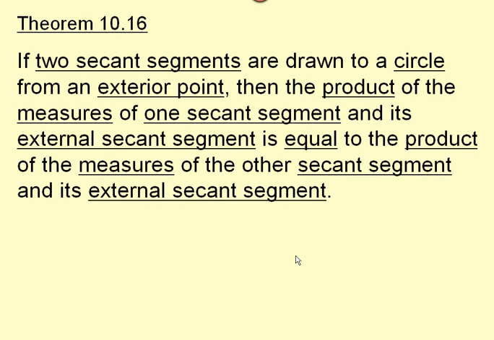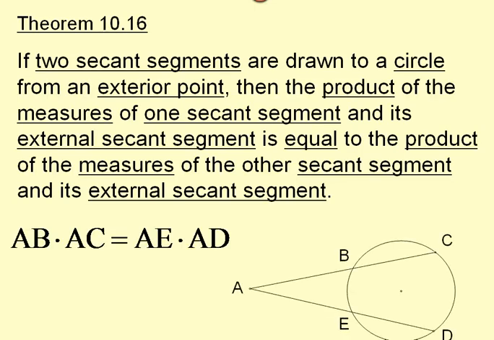Theorem 10.16. If two secant segments are drawn to a circle from an exterior point, then the product of the measures of one secant segment and its external secant segment is equal to the product of the measures of the other secant segment and its external secant segment. So we'll see if we can figure out what's going on here with an illustration.